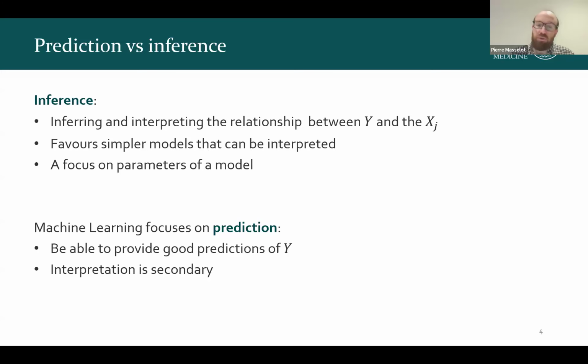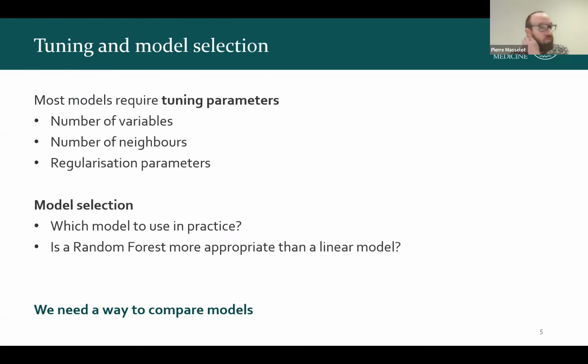And in machine learning, we are of course much more comfortable with these so-called black box models, where we don't really understand or we don't really know all the details of the parameters as long as our predictions are good.